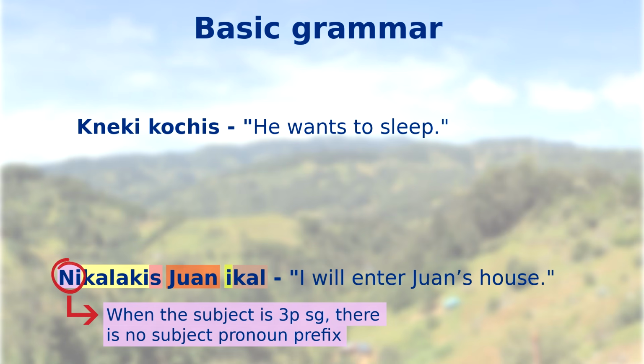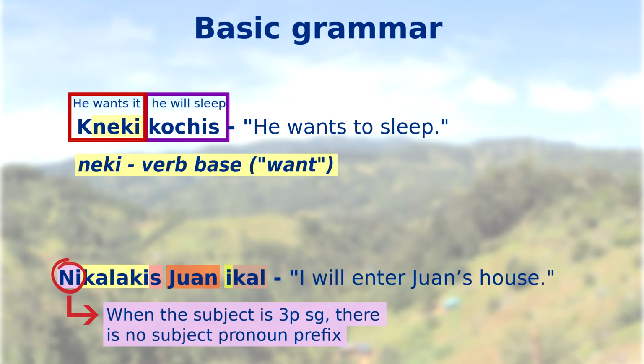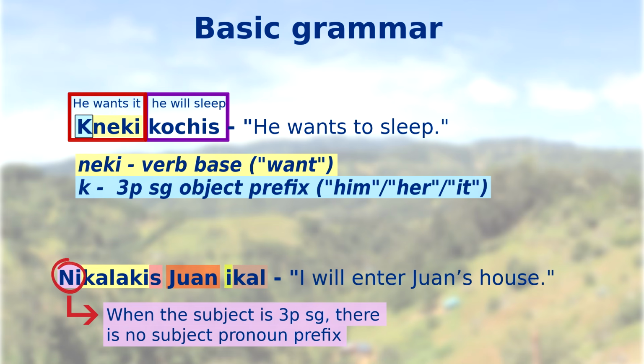Knekikochis. He wants to sleep. Literally, he wants it, he will sleep. The verb base meaning want here is neki. So if there's no subject prefix, what's the k prefix here? That's the third person singular object prefix. This verb is transitive, so it needs an object prefix, even though the object comes right after it.